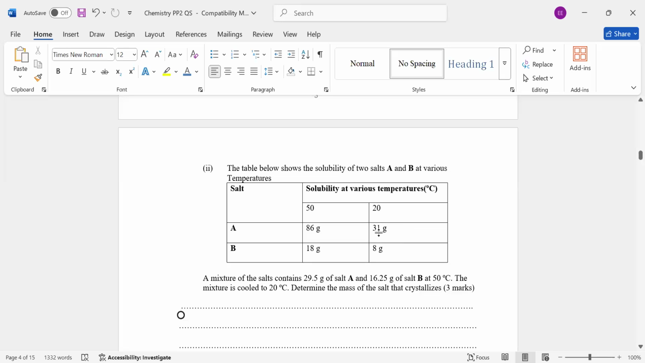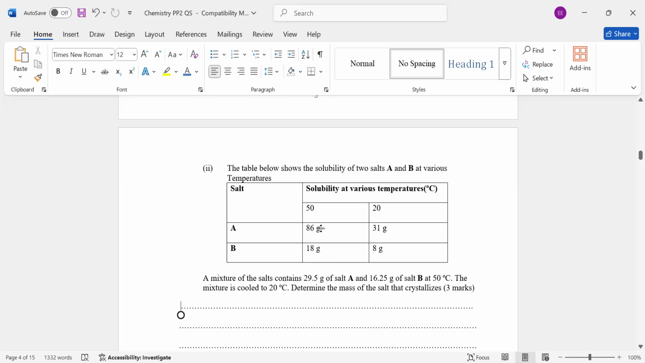At 20, 31 grams of A. At 20, 8 grams of B. Let's look at this. A mixture of the salts contains 29.5 grams of salt A. Are you seeing that? Salt A, we have what? 29.5 grams of salt A. Even before I continue, I'm doing that because I believe this paper was sent to you, so at least you had already read the question. So from this first point, we do have 29.5 grams of salt A.